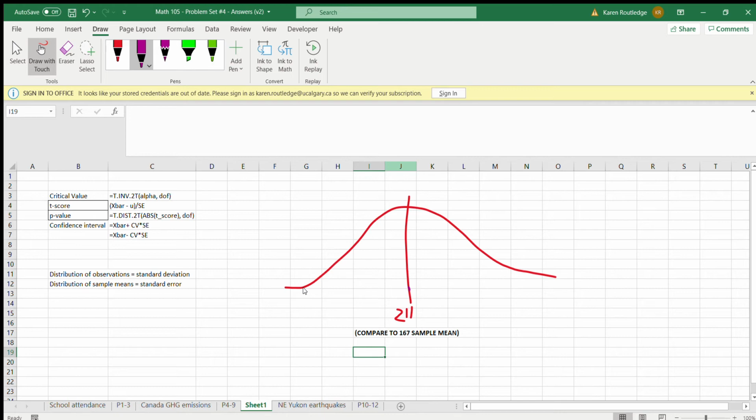In questions 5 and 6, that was a bit different. This was observations, and distances were in deviations. But now we're talking about sample means and standard errors.